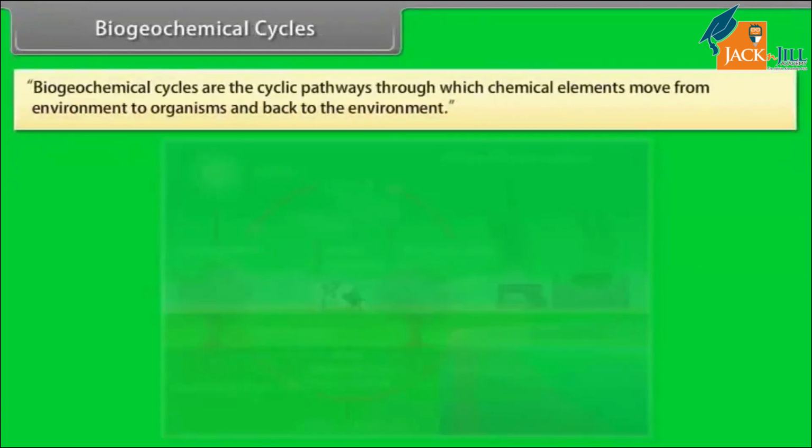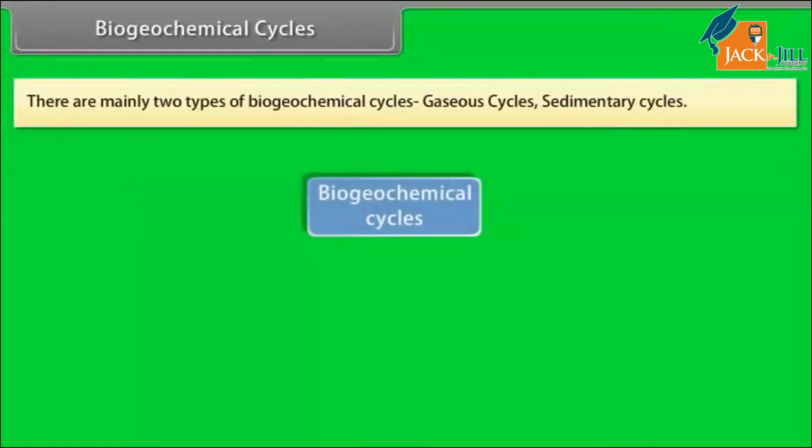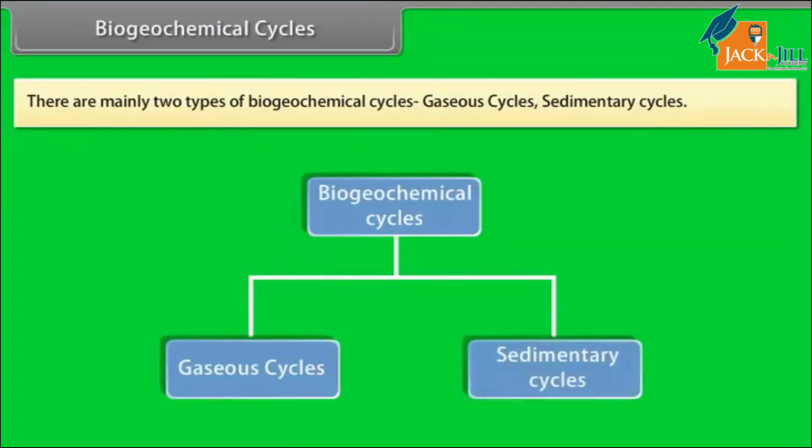Biogeochemical cycles. Biogeochemical cycles are the cyclic pathways through which chemical elements move from environment to organisms and back to the environment. Biogeochemical cycles are essential because the earth and its environment with reference to these elements are called a closed system, and there is no inflow of such elements from outside the earth, and their amounts are limited. There are mainly two types of biogeochemical cycles: gaseous cycles and sedimentary cycles.